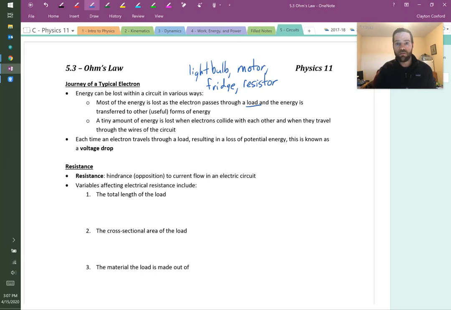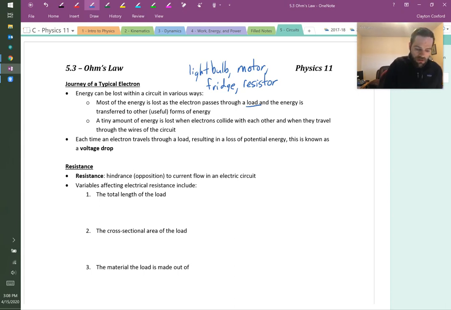Now we have to understand something called resistance. What is resistance? What does resistance come from? What are the factors involved in resistance? Well, resistance is the hindrance or the opposition to current flow in an electric circuit, the resistance of the flow of charges within a circuit. And there are three factors that are going to affect the amount of electrical resistance that some load has. The first is the total length of the load. So how long is that resistor, that resistance that the charges are trying to flow through? And how does that affect it?